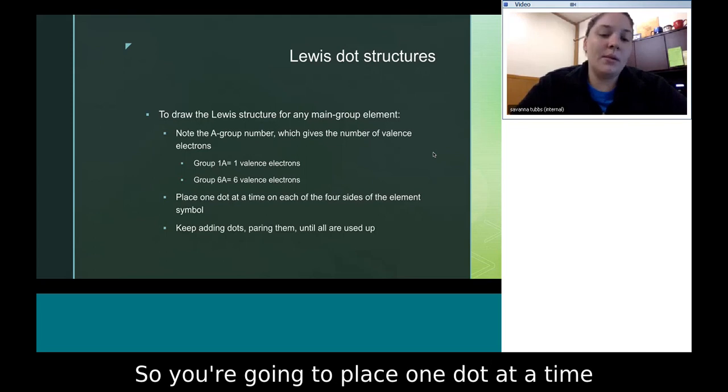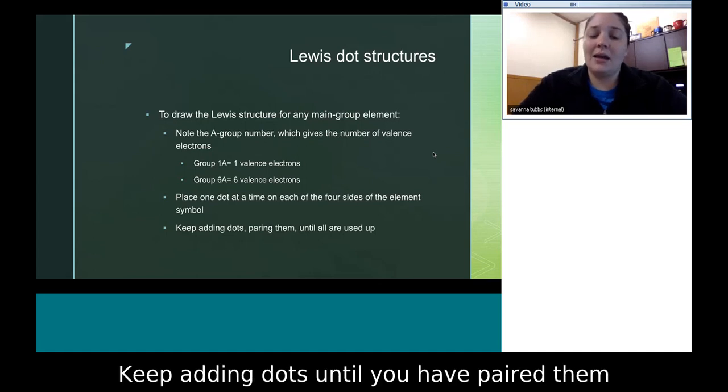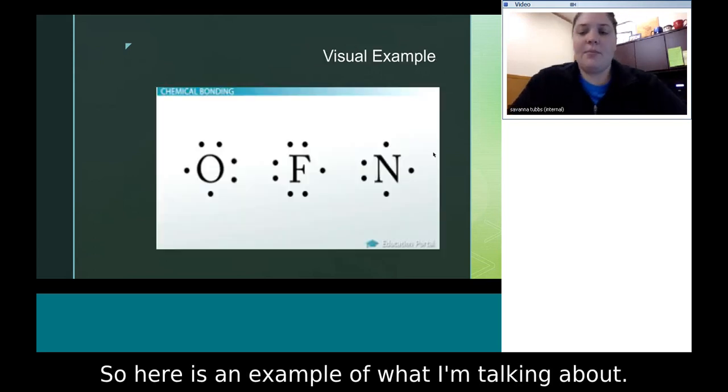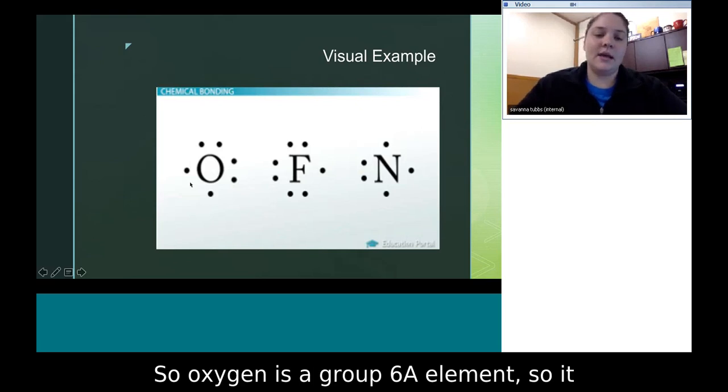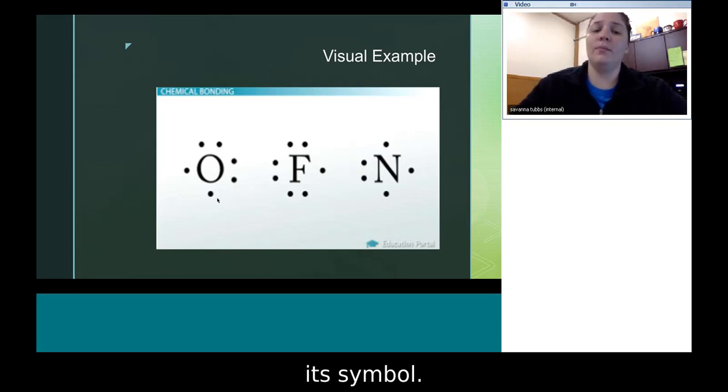So you're going to place one dot at a time on each of the 4 sides of the element symbol. Keep adding dots until you have paired them and all of the valence electrons are used. So here is an example of kind of what I'm talking about. Oxygen is a group 6A element, so it should have 6 valence electrons surrounding its symbol.